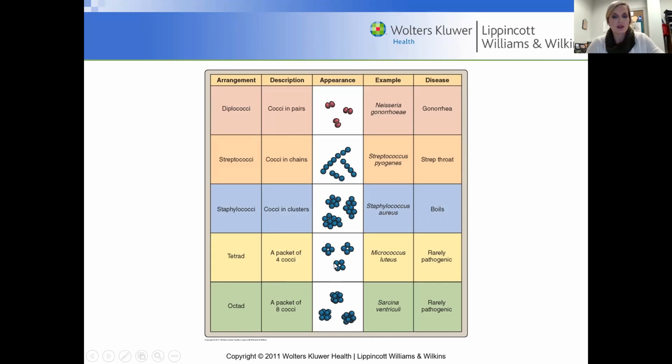And then these two are a little bit less common when it comes to infectious diseases. Tetrads just means that the cocci is showing up in a pack of four. And then an octad is a pack of 8. You can see there's 4 and then there's 4 right directly behind it. So just a little group of 8 there.